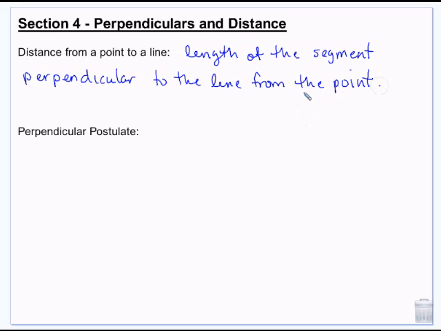Okay, so we're looking for the shortest distance between a point and a line. So if I have a line, right, and I have some point, I could draw any segment. I could draw a segment here, I could draw a segment here, I could draw a segment way over here, but that's not going to tell me the distance between the point and the line. The distance between the point and the line is going to be the shortest segment that exists between the two, and that's going to be the one that falls perpendicular.